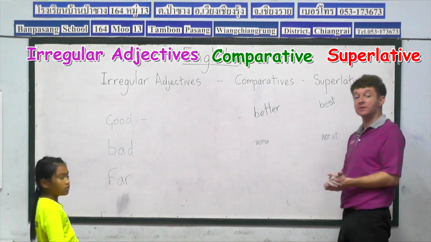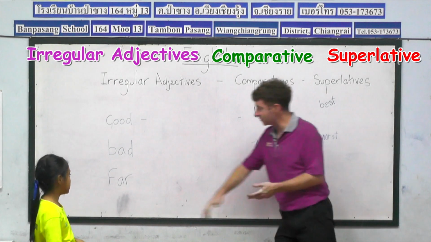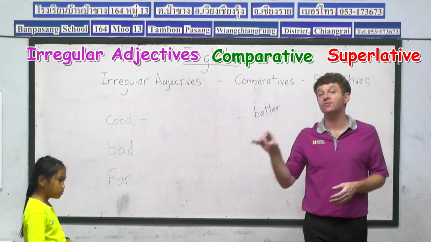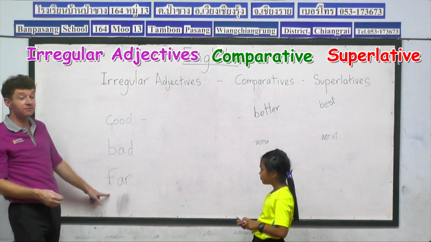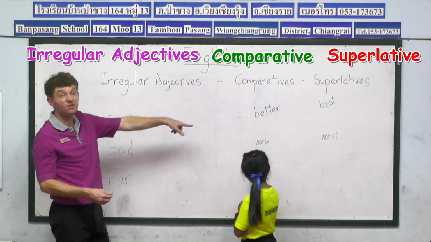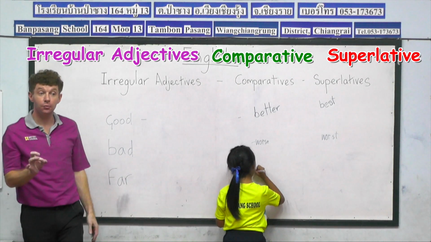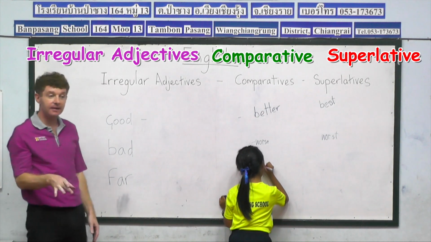And how do we do that, guys? Further. Yes, first of all, we change the A for a U and then add letters for further. So Pak Bung will show how we can change far into the comparative further. F, U, R, T, H, E, R.